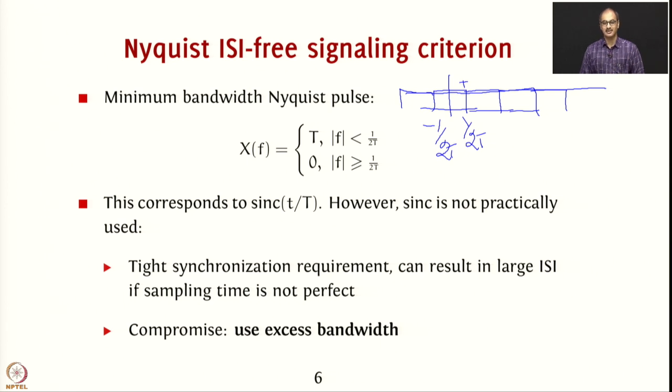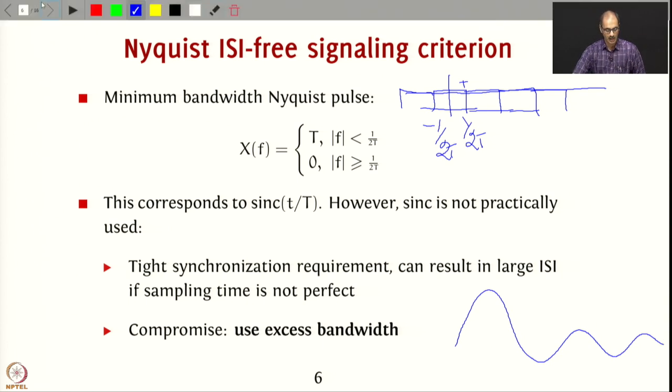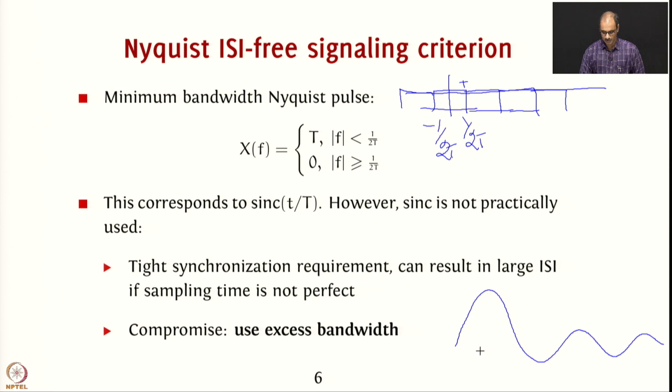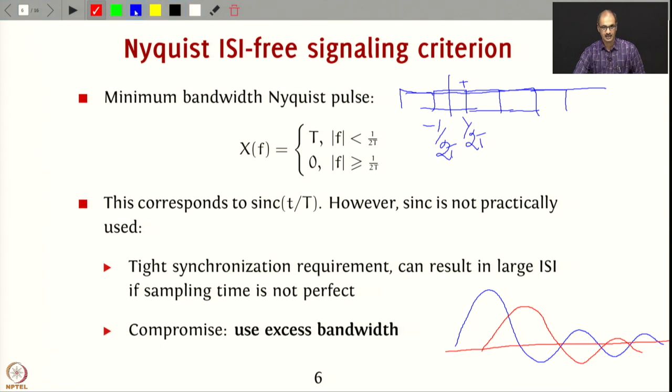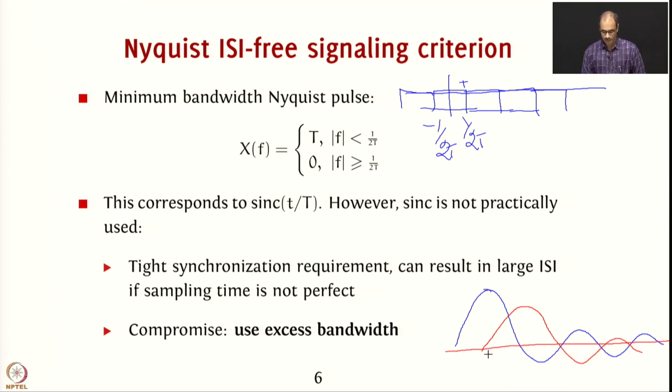In practice, however, the sinc pulse is seldom used for two reasons. One is that the tight synchronization requirement can result in large ISI if the sampling time is not perfect. That is, if you have this kind of behavior where it falls very slowly, then if you have a neighboring symbol which may look like this, and let me draw the axis also, if you now sample exactly at this point, then the contribution of this red sinc is 0.